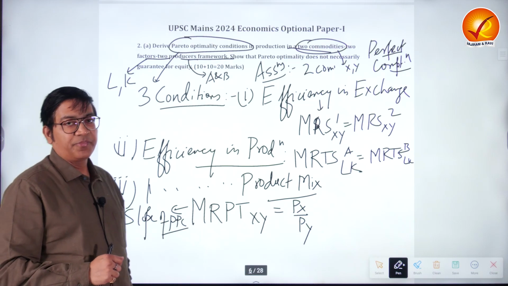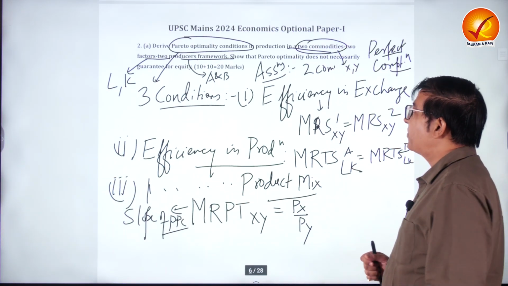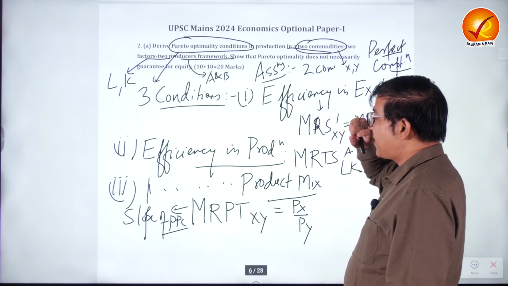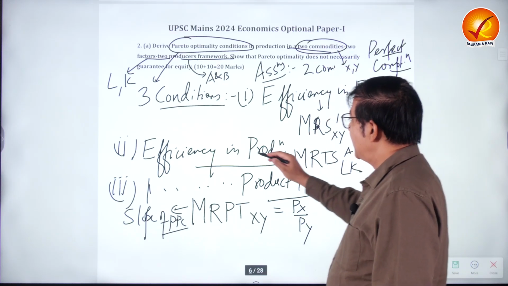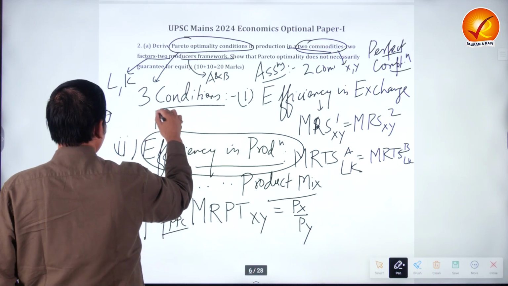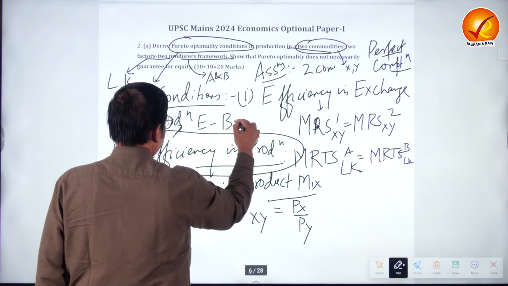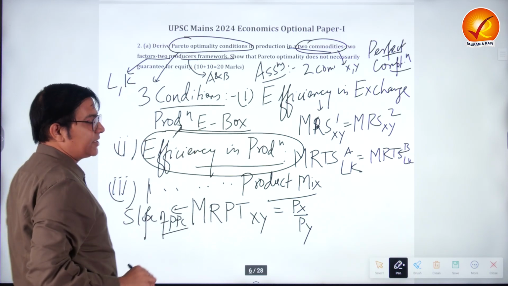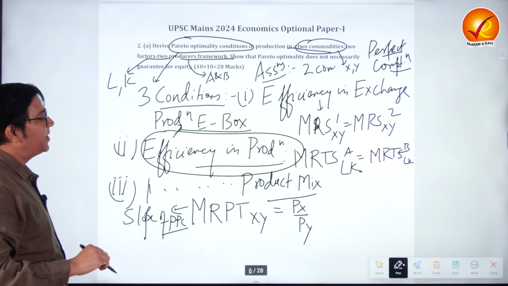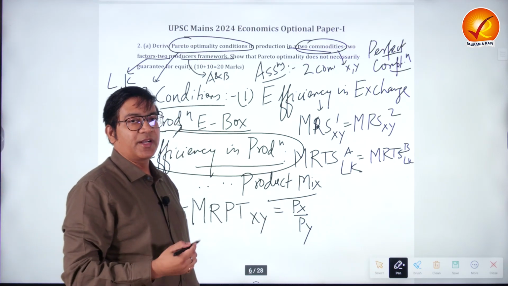Graphs have to come in paper 1 wherever required and wherever there is some option of bringing it in. So what kind of graphical interpretations can be done? For this efficiency in production, you can show this in the production Edgeworth box. All of you must be knowing about the Edgeworth box from general equilibrium. In the production Edgeworth box, this condition will be there on the contract curve.